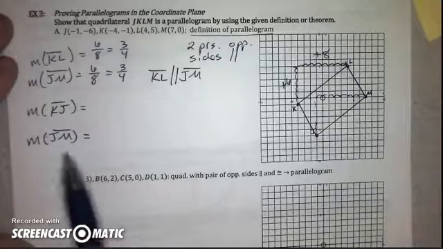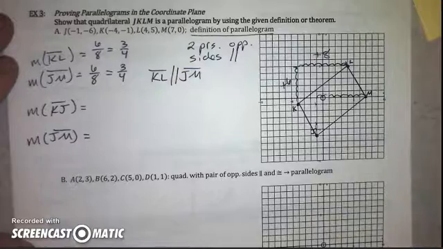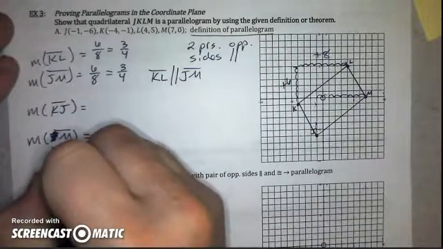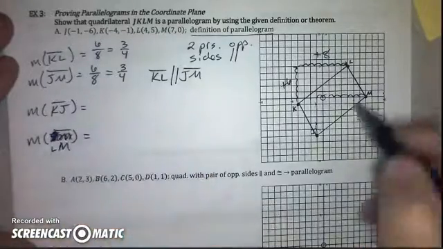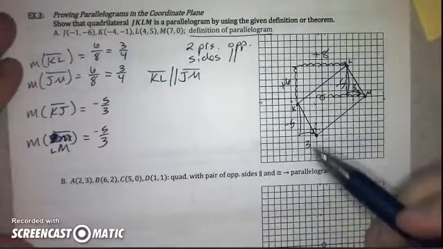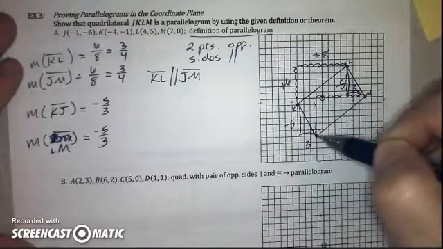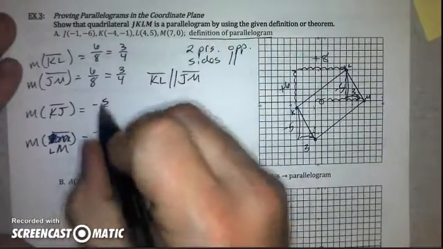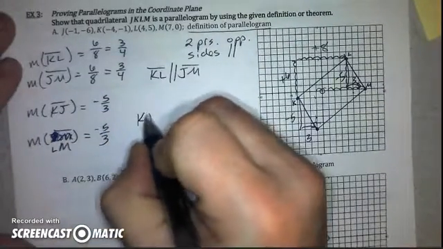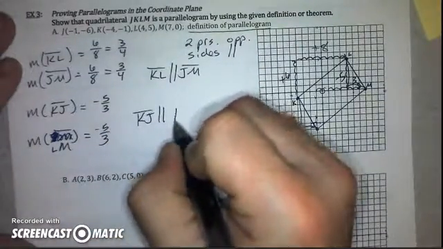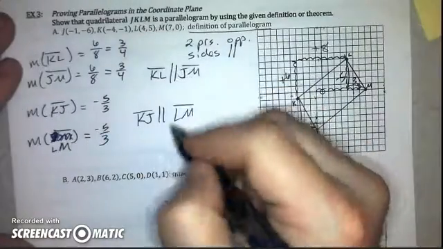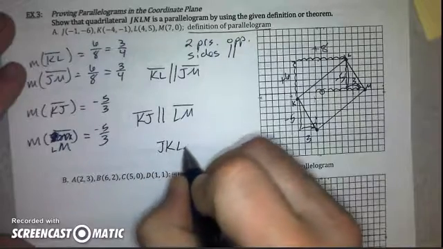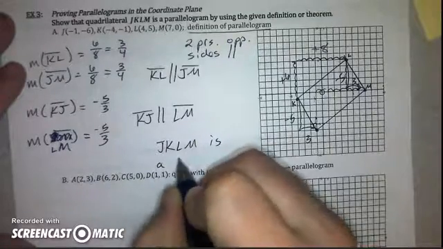All right, this is what we should get for the slope for KJ and LM. Both of these slopes are -5/3, down 5 to the right 3, down 5 to the right 3. Since they both have a slope of -5/3, KJ is parallel to LM. Since we have two pairs of opposite sides that are parallel, we can say JKLM is a parallelogram.